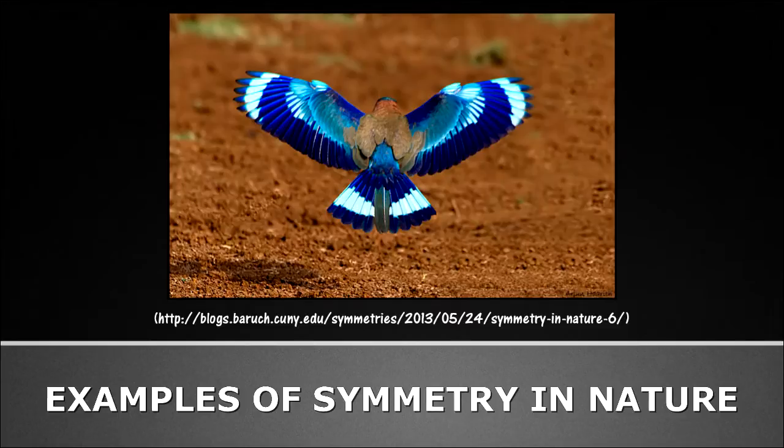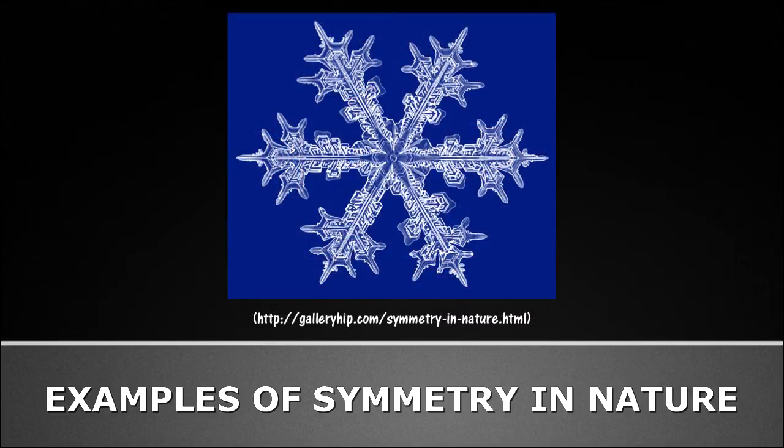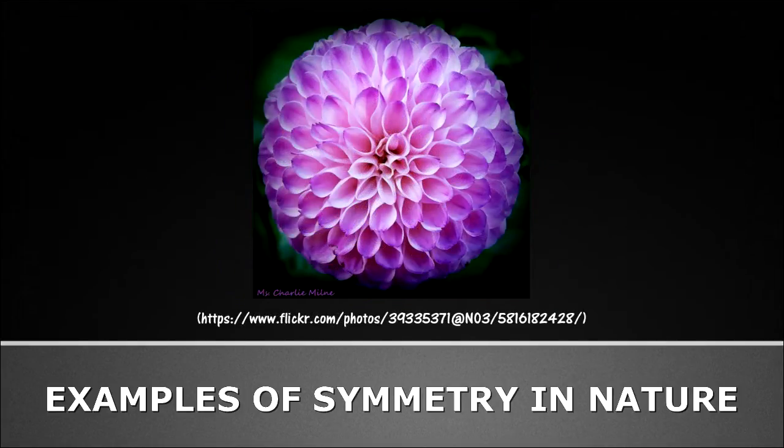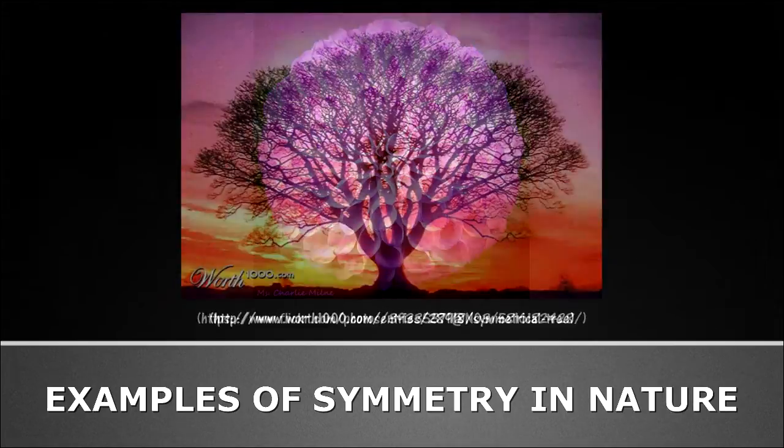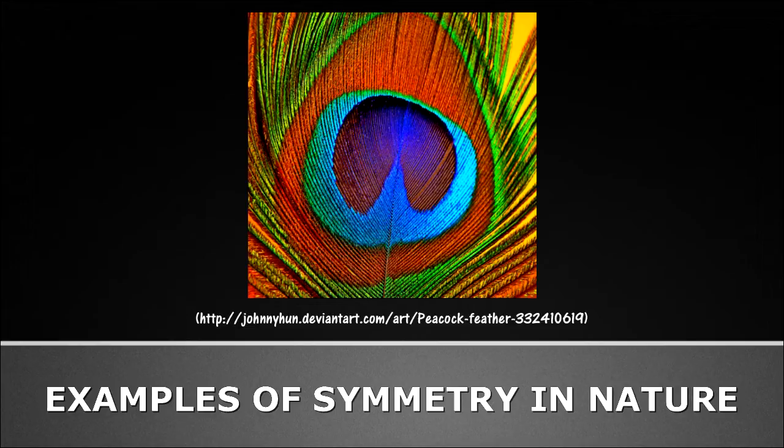Now it is a good idea at this stage to show the students some examples of symmetry in nature. Here we have a bird in full flight, followed by a starfish. Snowflakes are also symmetrical, just as the various flower blooms we find in our gardens everywhere. Trees too can also be symmetrical, along with a stunning peacock feather.